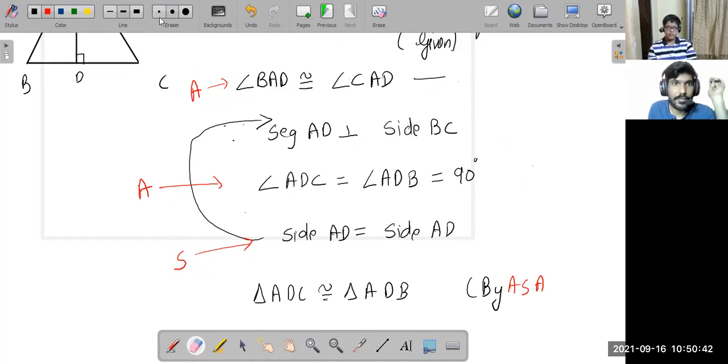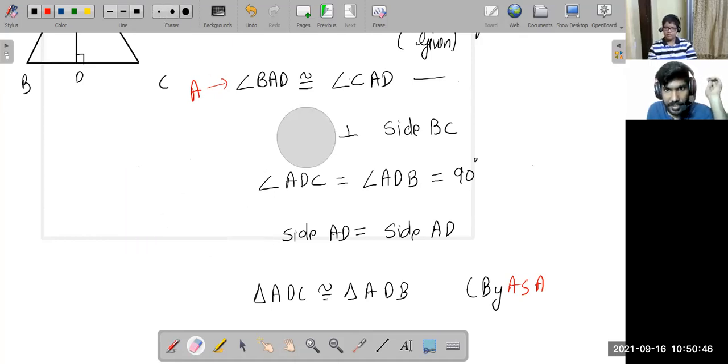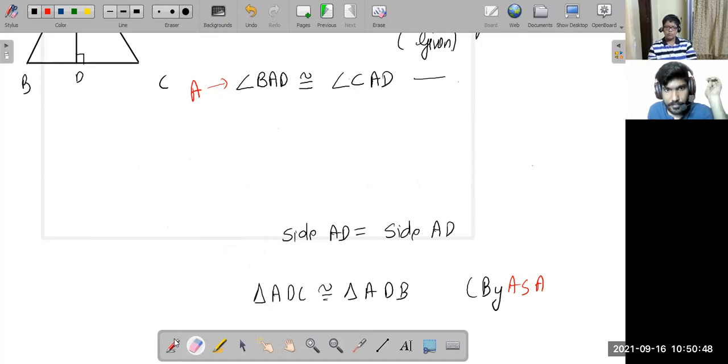No? Okay. Wait. I'll rewrite it. So here after this, write side AD equal to side AD. Here you write common side.